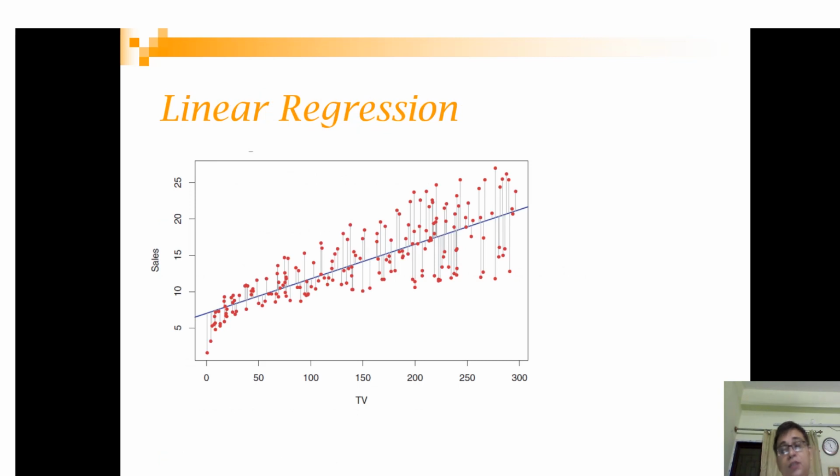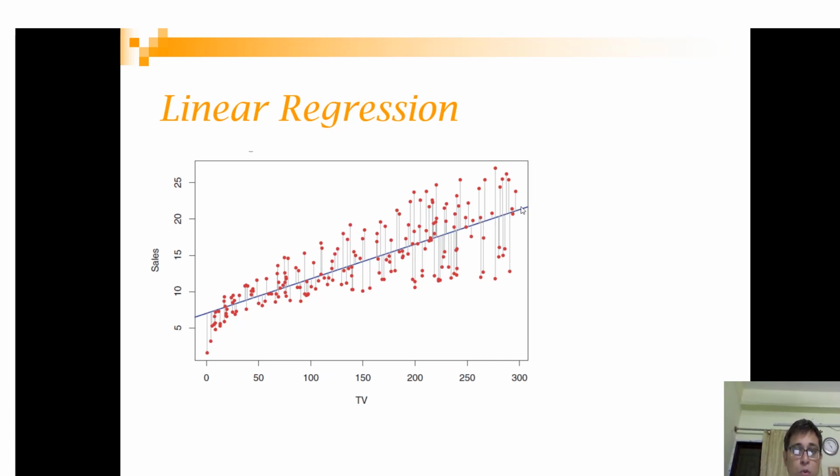Let's revisit. Let's say on your x-axis, you have your TV advertising budget, and on the y-axis you have sales. So this is your independent variable, this is your dependent variable. The task is that given a particular advertising budget for TV, what will be the corresponding sales?